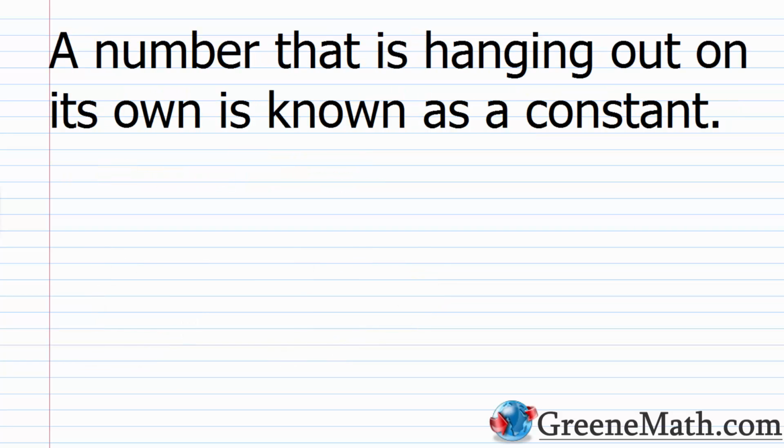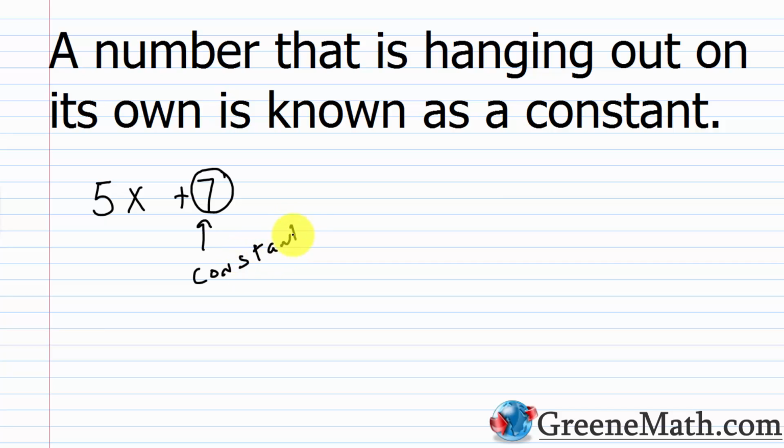All right, so a number that is hanging out on its own is known as a constant. So you're going to get to a point in this lesson where we start talking about algebraic expressions, and you might see something that looks like 5x plus 7. So this number, this 7 that's hanging out by itself, is a constant.